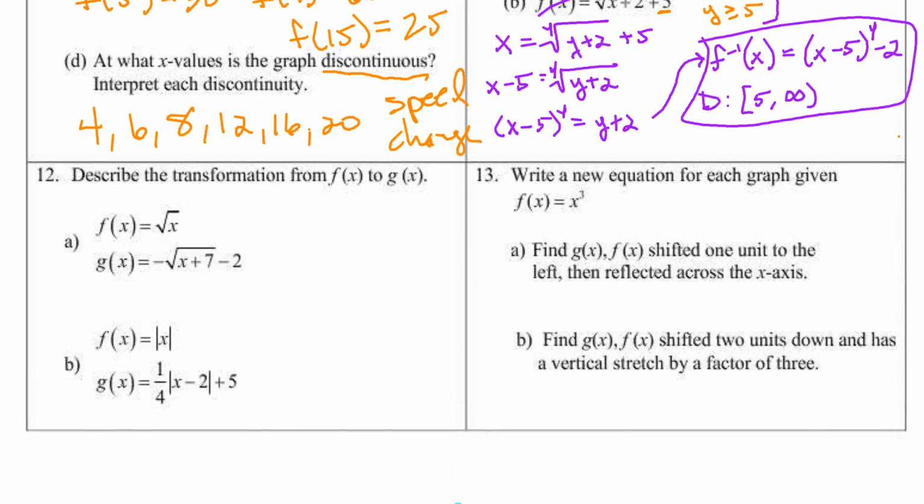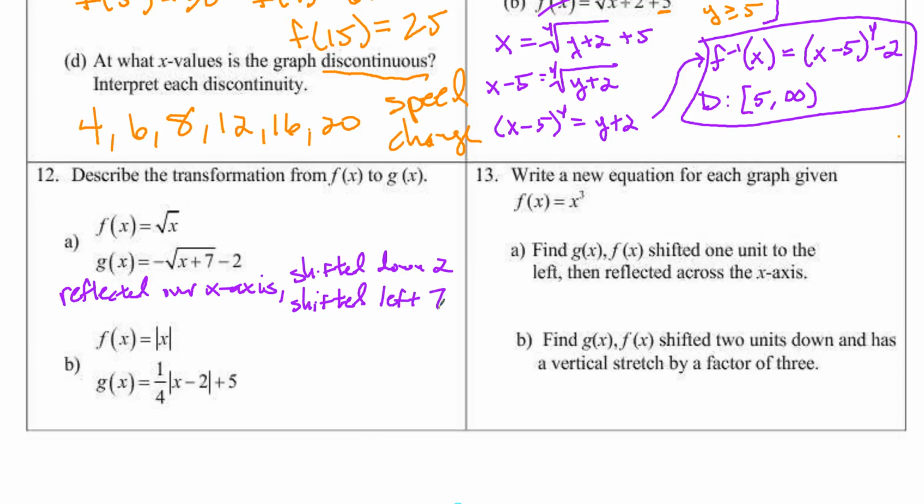Number 12, we're looking at transformations of functions. 3 big things that happen. We have the a value out front, something inside the radical, and something outside. The negative reflects. So this graph is reflected over the x-axis. It is shifted down 2 units, and it's shifted left 7 units. Remember, the value inside is opposite.